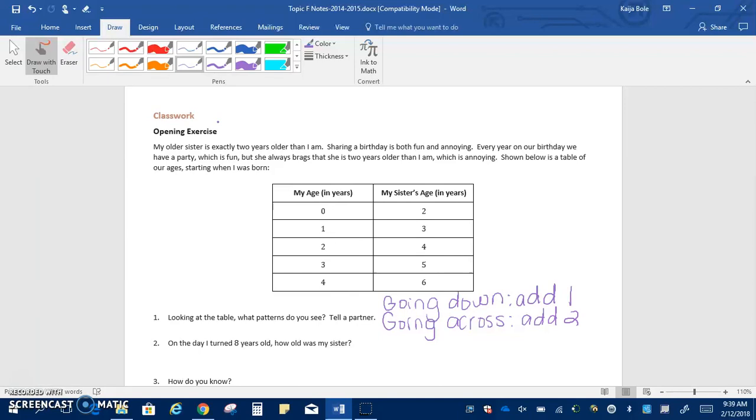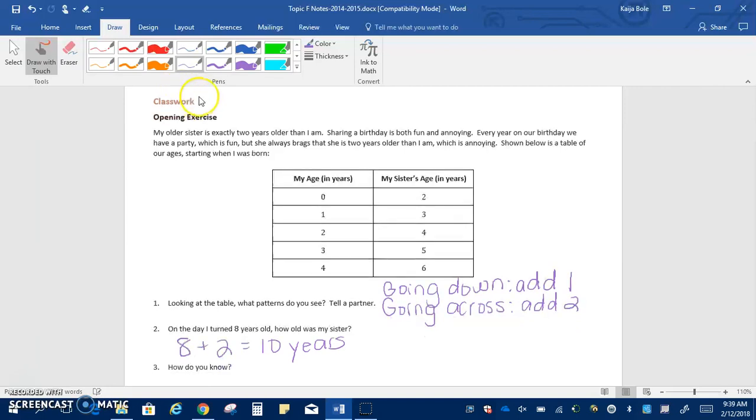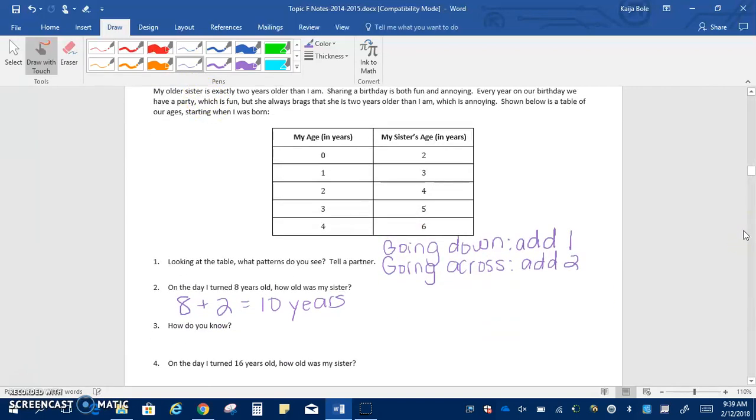So that's our pattern for going across. Number 2 says, on the day I turned 8 years old, how old was my sister? So if I was 8, and my sister's 2 years older, I add 2. So that means my sister was 10 years old. And it says, how do you know? We know that we need to add 2.